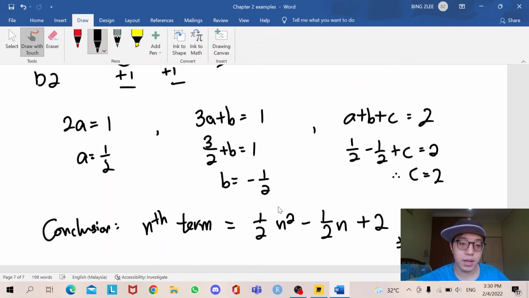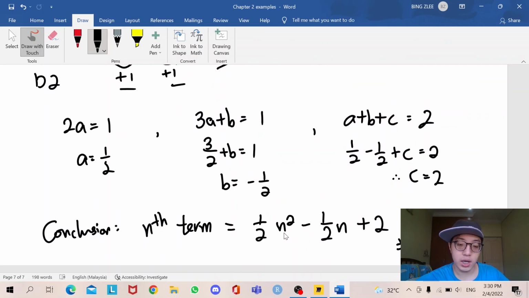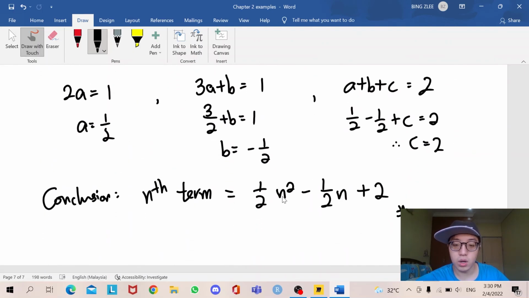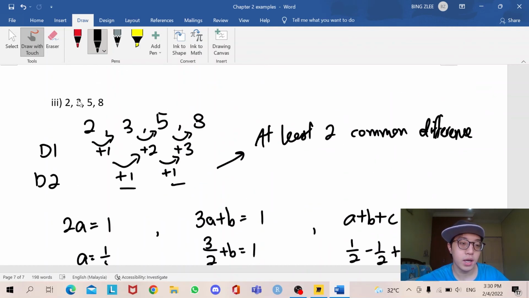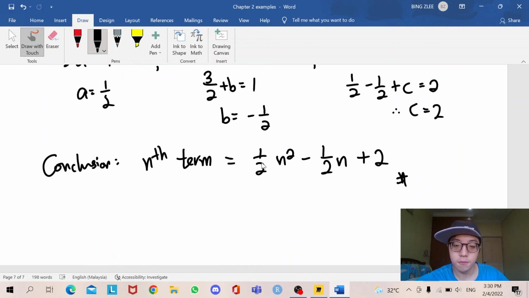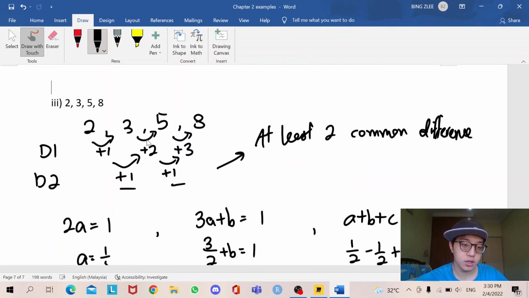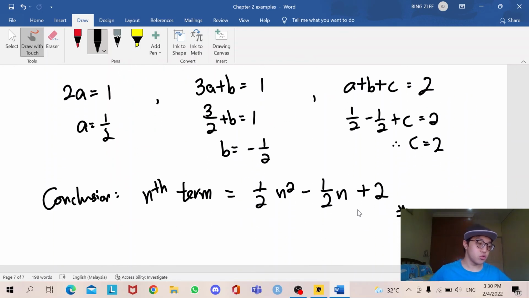If you are to check when n is equal to 1, it's going to be 1 over 2 minus 1 over 2, then plus 2, which is 2. So the first term is correct. And we're going to check the second term here: 4 divided by 2 is 2, minus 1, which is 1. 1 plus 2, you get 3. And then if you check the third term and the fourth term, you're going to get the same answer too. All right, so this is how you do the hardest sequence that you can get in IGCSE.